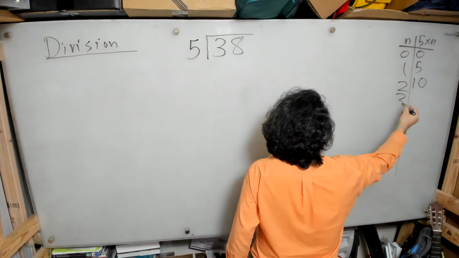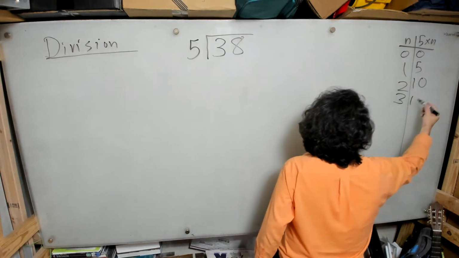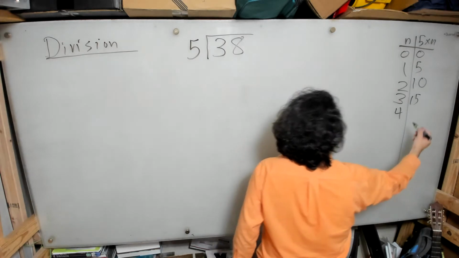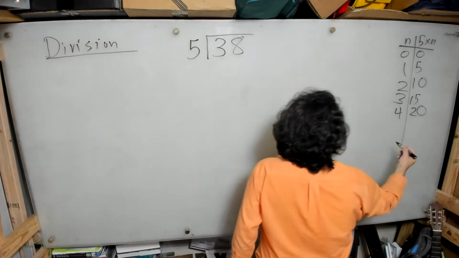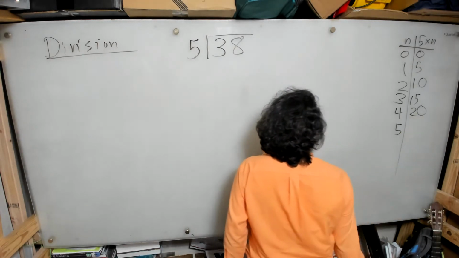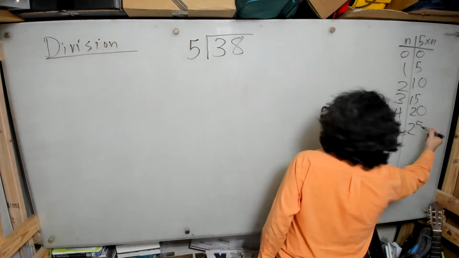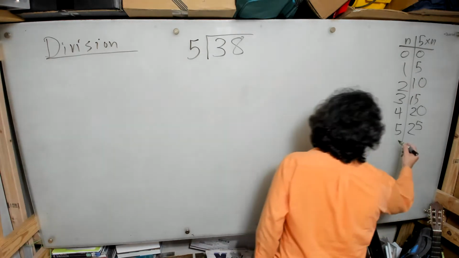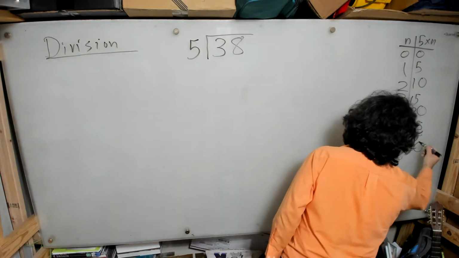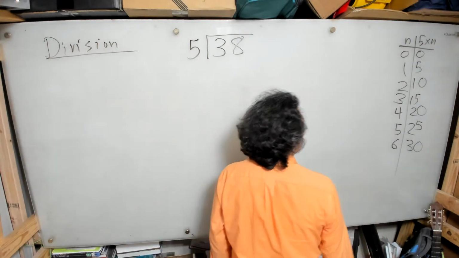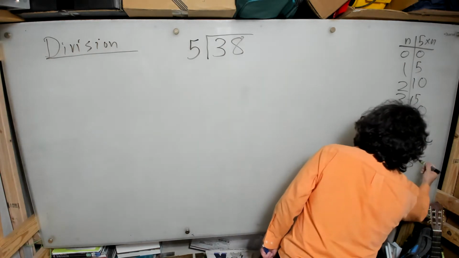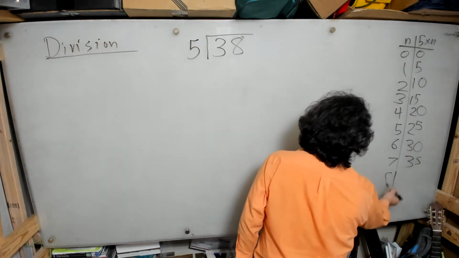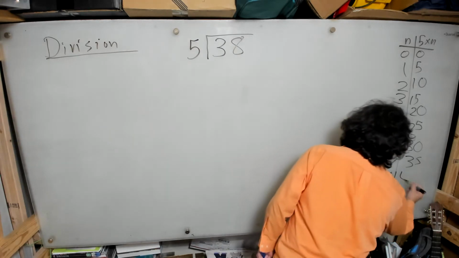If n is 3, I add 5 to 10, and I get 15. If I have 4, I add 5 to 15, I get 20. If I have n equals 5, I add 5 to 20, and I get 25. If I add 5 to 25, I get 30, so that would be 6. If I add 5 to 30, I get 35, and that's 7. If I add 5 again to 35, I get 40.